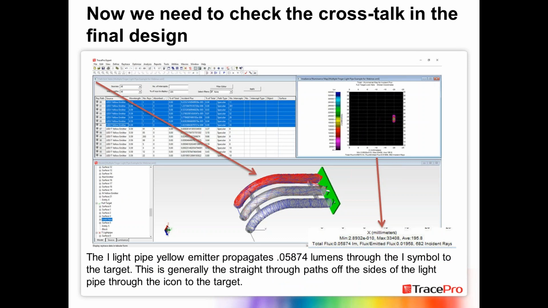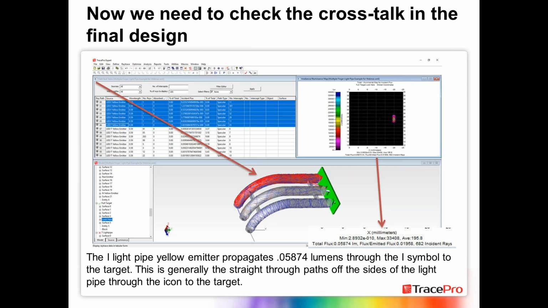We said we didn't want to be able to turn on one of the LEDs and then see it across another symbol. In this case, we're going to turn on the I LED of this particular light pipe. It's going to propagate about 0.05874 lumens through the I symbol to the target. That's going to light it up pretty nicely. This is generally a straight through pass of the sides of the light pipe going through the icon that you can see in this particular ray trace.